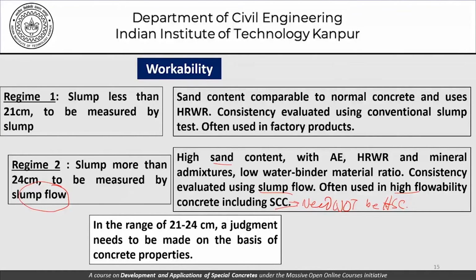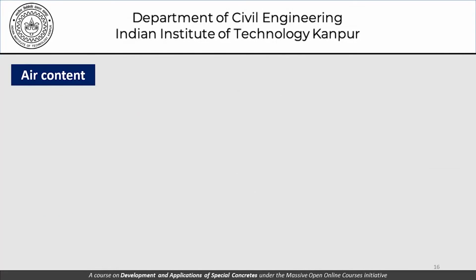In the range between 21 to 24 centimeters. See, here we talked about less than 21 centimeter slump. Here we are talking of more than 24 centimeter slump. So in the intermediate range, that is 21 to 24 centimeter slump, a judgment needs to be made, and the right kind of test, whether we use the conventional slump test or the slump flow test, needs to be determined, or a call needs to be taken by engineers on what kind of test to be used.